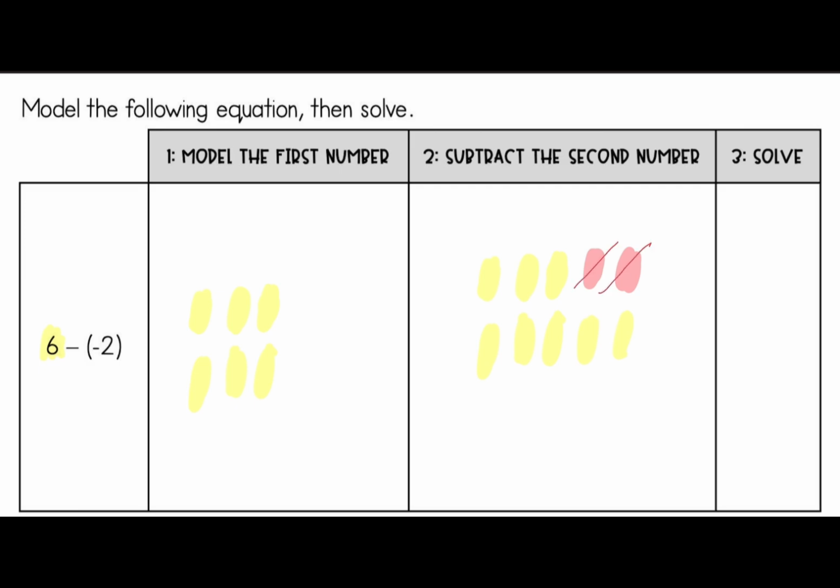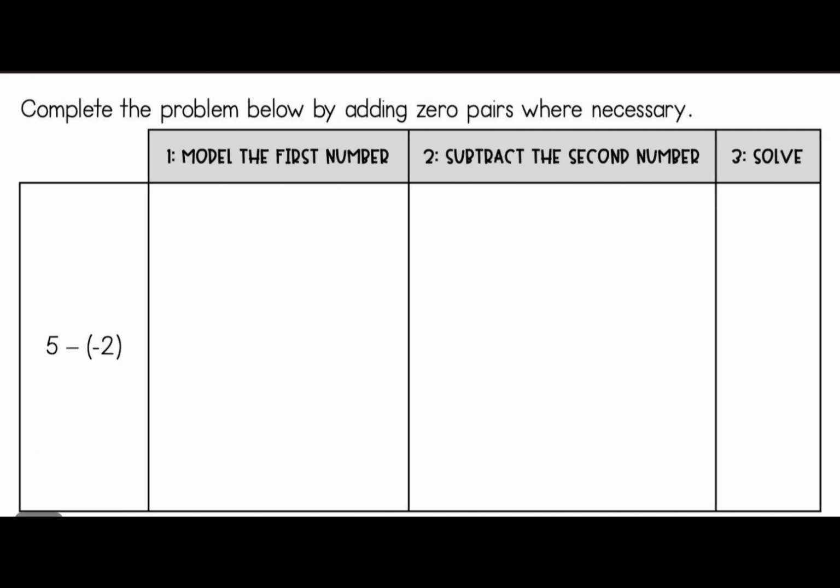So if I take away these 2 negatives, now I'm left with 1, 2, 3, 4, 5, 6, 7, 8 positive. So my answer is 8. So 6 minus negative 2 equals 8. Okay, now you do this one.